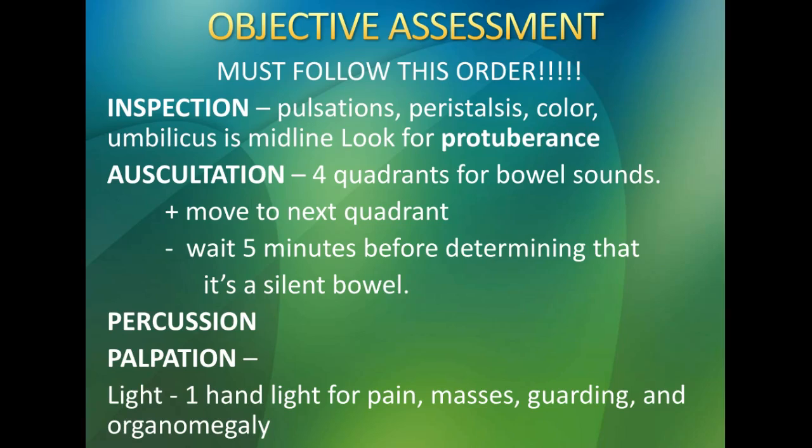The next step would be percussion, which you're not actually going to perform, but again, we're going to talk about it. And then there's palpation. There's light and deep palpation. For this class, we're only going to perform light palpation, where you put one hand on the abdomen, and you're assessing for pain, masses, guarding, and organomegaly. And organomegaly is where the organs would be unusually pronounced. So any of these terms that you're not familiar with, you need to make sure you're looking up.